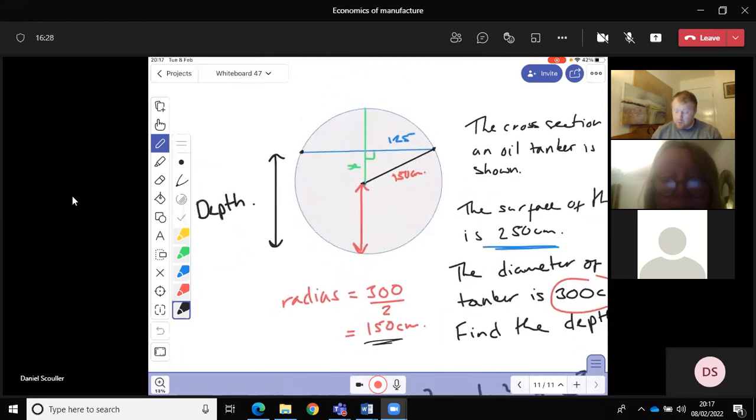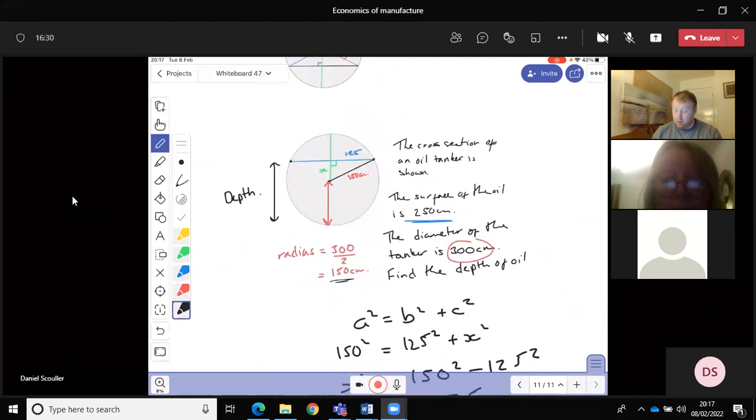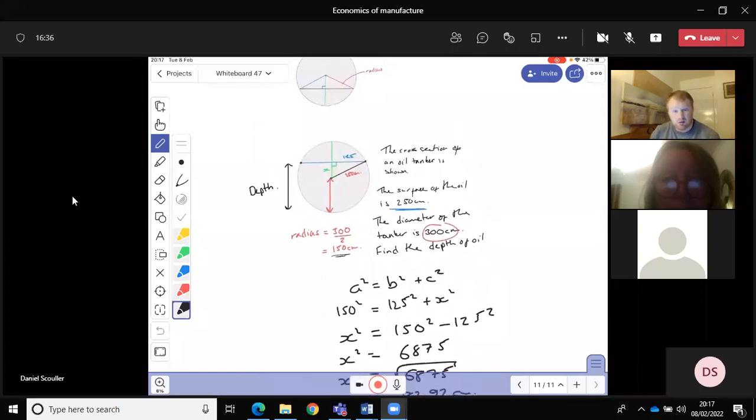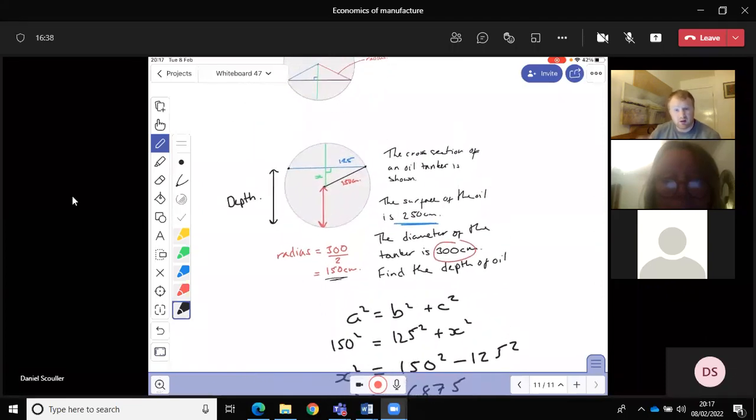We know it can't be more than 300, so it's a number less than 300. Again, that makes sense, 232. So we know it's somewhere in between the center and the outside of that tanker. So everything's making sense there in regards to that answer when we look at that diagram.